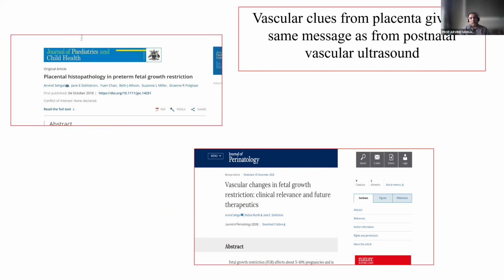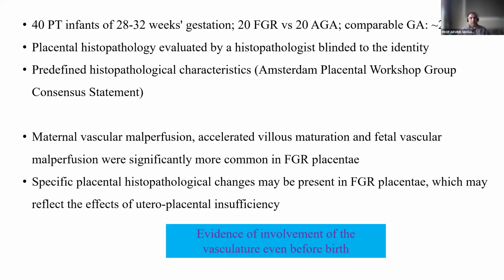So from the 32-week ultrasound, let's move to the placenta. Is there information from the placenta? This is some of our own work. We looked at preterm infants who were born growth restricted and compared them with equal gestation AGA babies. We sent the placenta for testing by a histopathologist who was masked to the identity of the cohort, and predefined characteristics were tested, following the standard Amsterdam placental workshop group consensus statement.